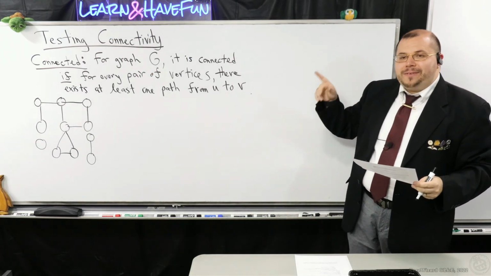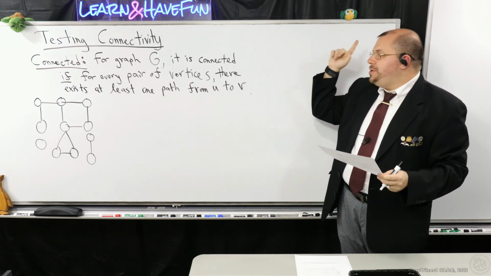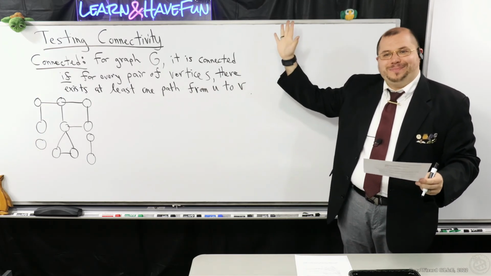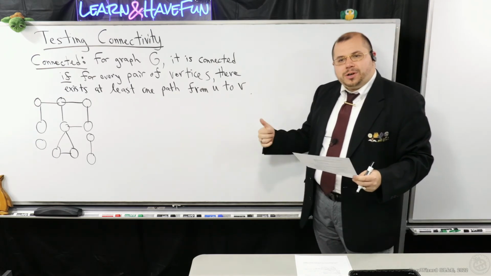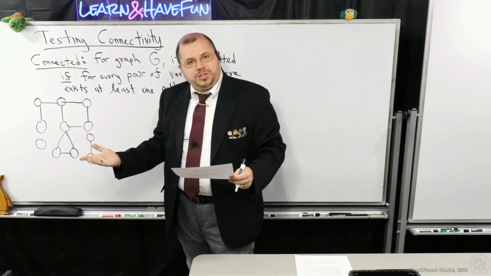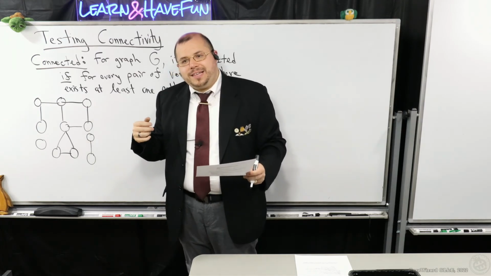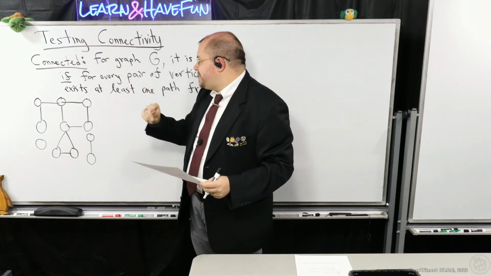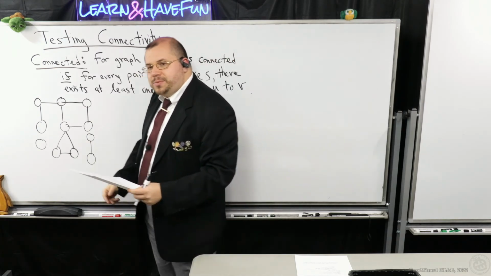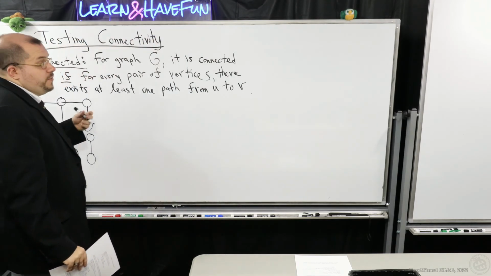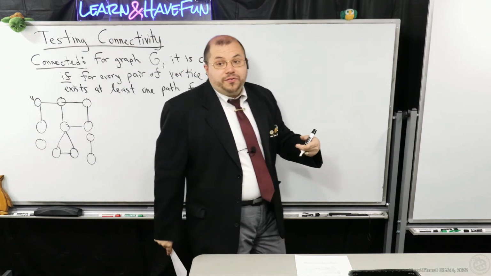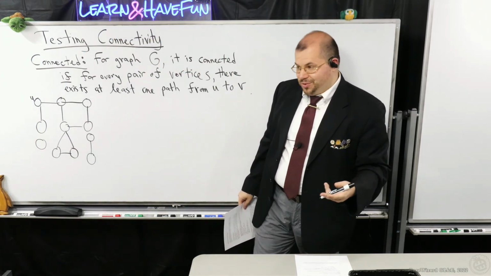We would like a very simple test to know if a graph is connected or not. So here's a neat observation. Do you recall when we've seen depth first search or even breadth first search? Do you notice that when we start at some vertex in the graph, we'll label all the edges and vertices that are reachable from the start vertex? So we'll get to all of them.